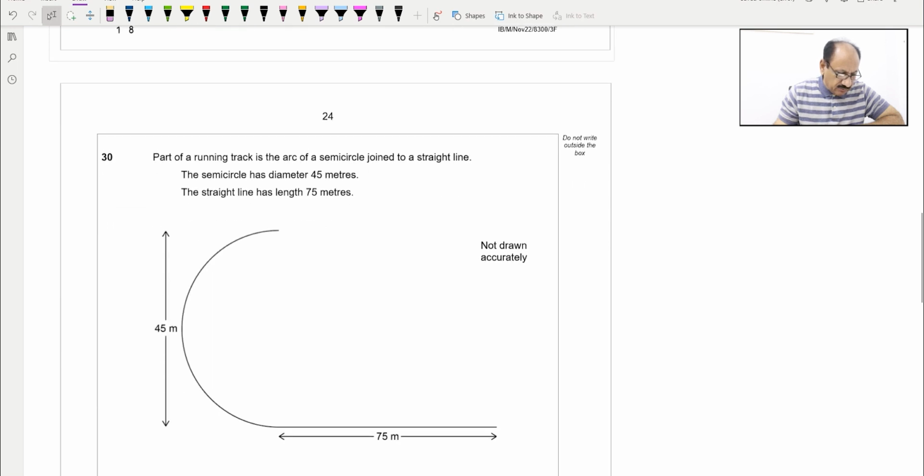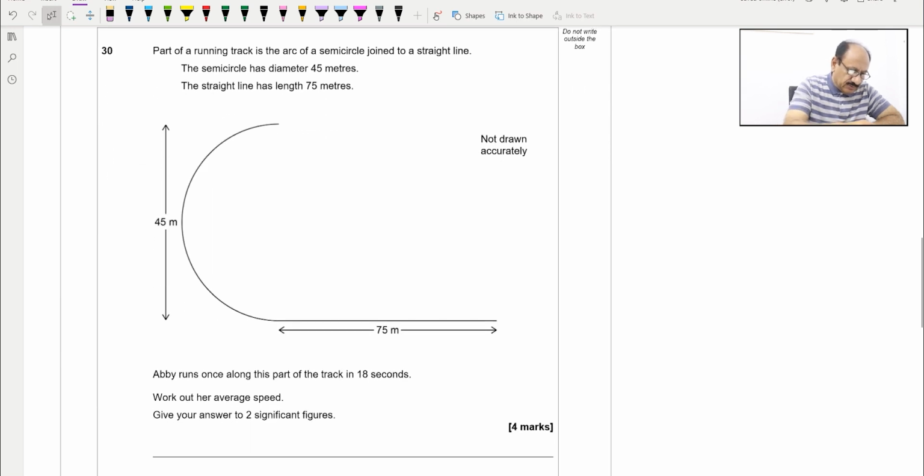The second question which I have chosen is this one, which says: part of a running track is the arc of a semicircle joined to a straight line. So this is the semicircle which is up to this point, and the straight line portion is this one.